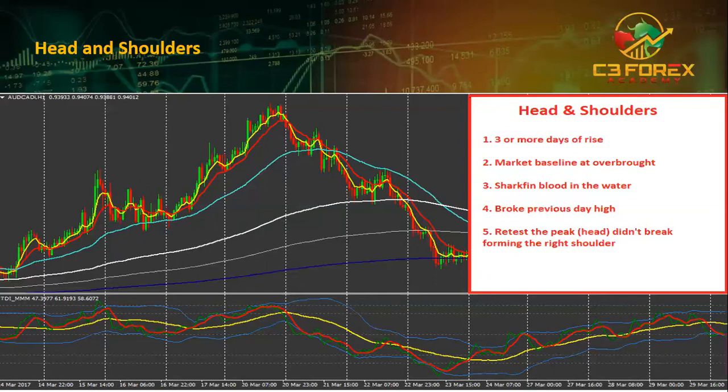On the inverse head and shoulders, same thing, but opposite. You want to see your market baseline sitting out oversold. You want to see some shark fins. You want to see some divergence. You want to see your head breaking the low of your left shoulder. You want to see your right coming down to retest the head without breaking it and then rising. All right, so that is your head and shoulders pattern, and that's one of our signature trades.